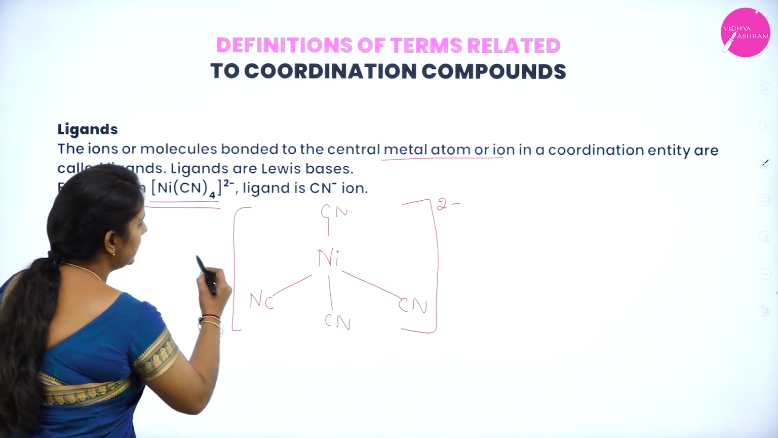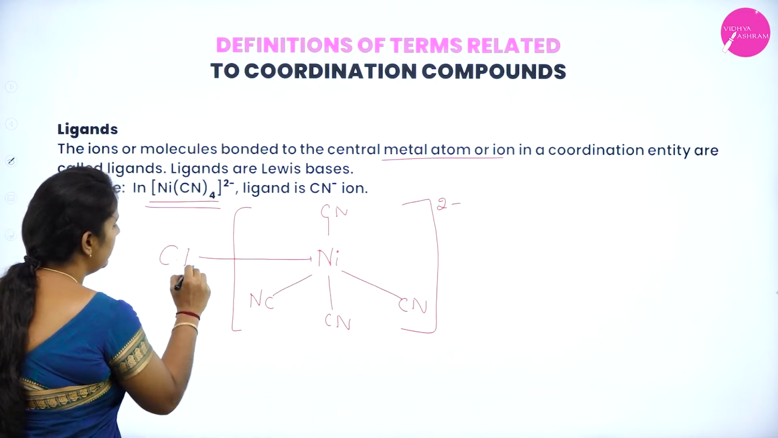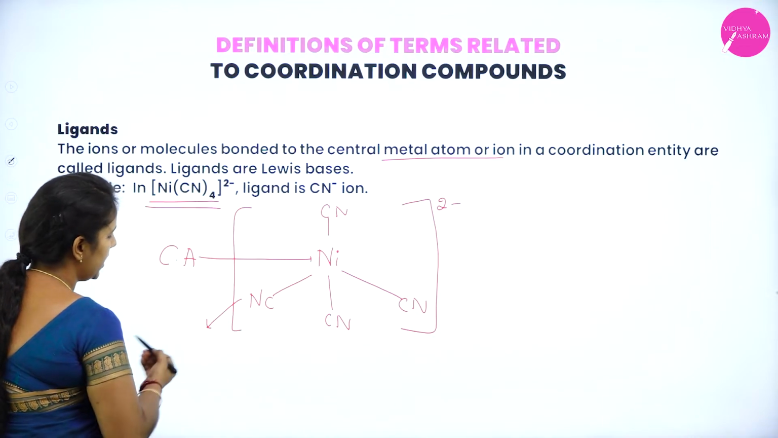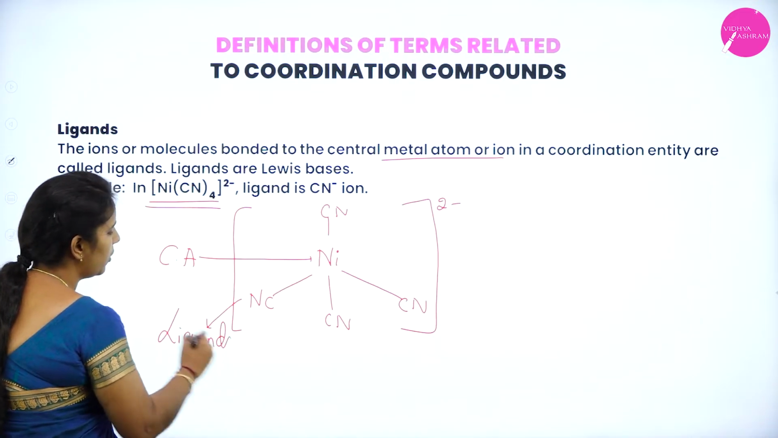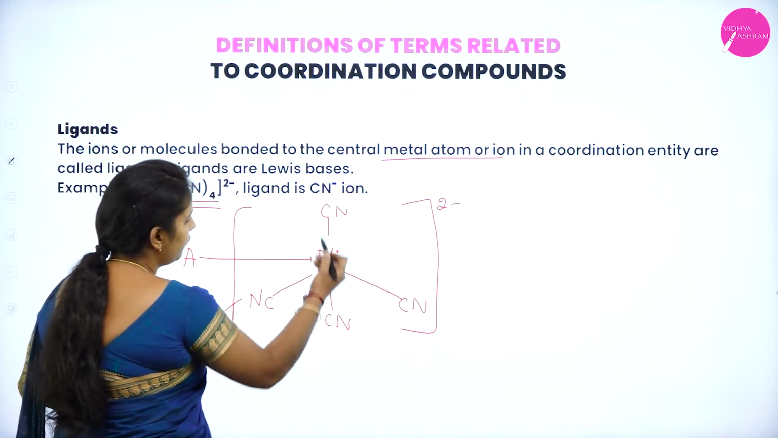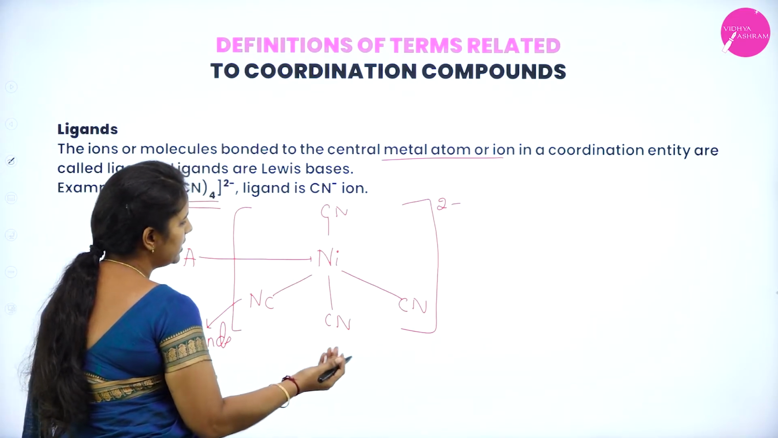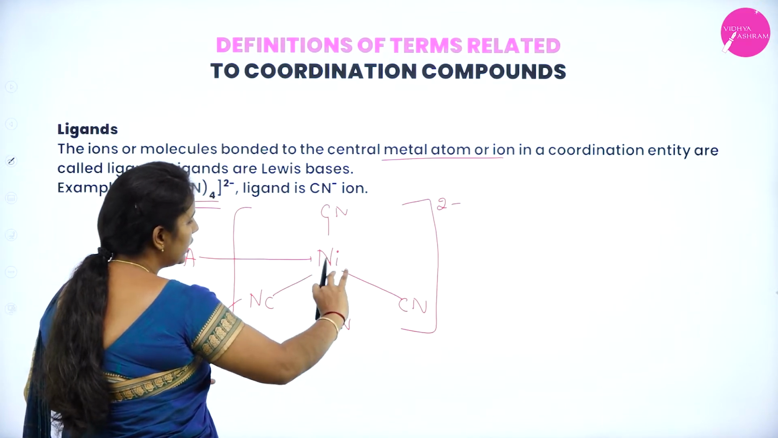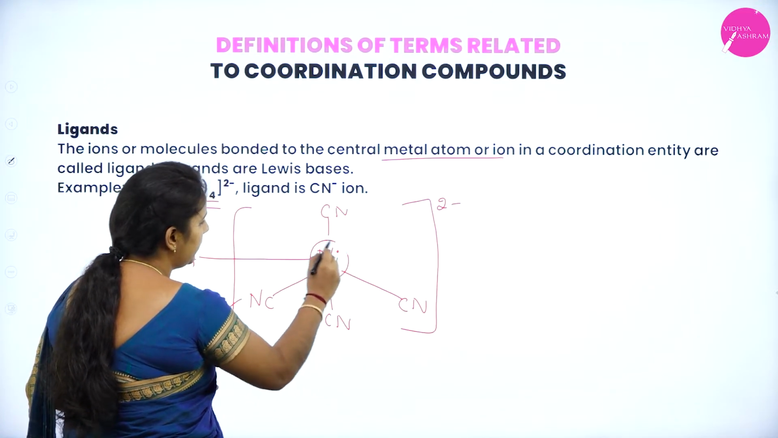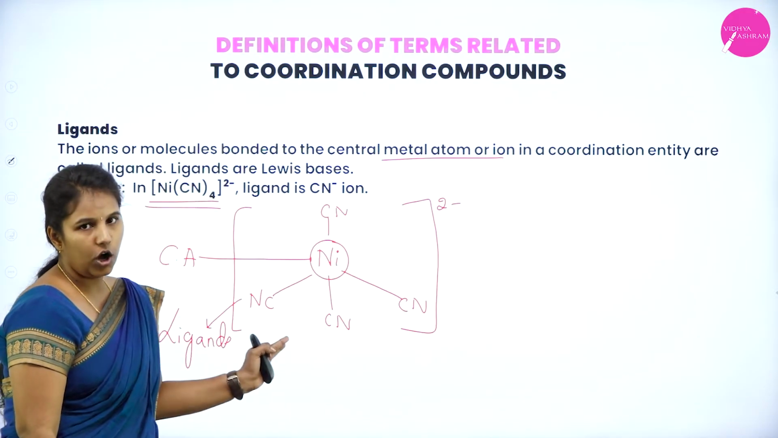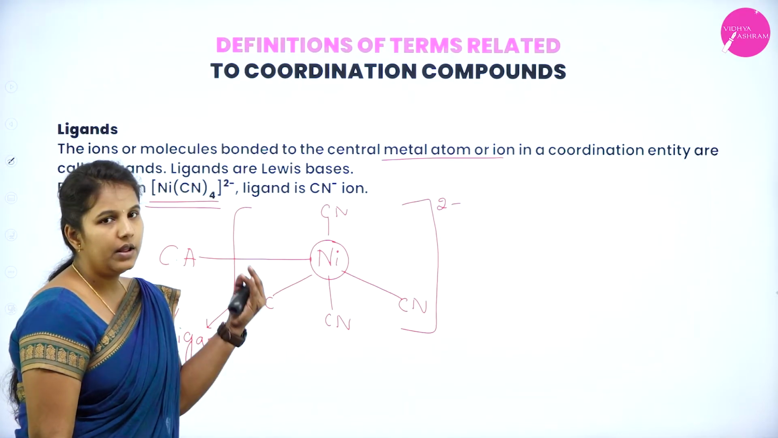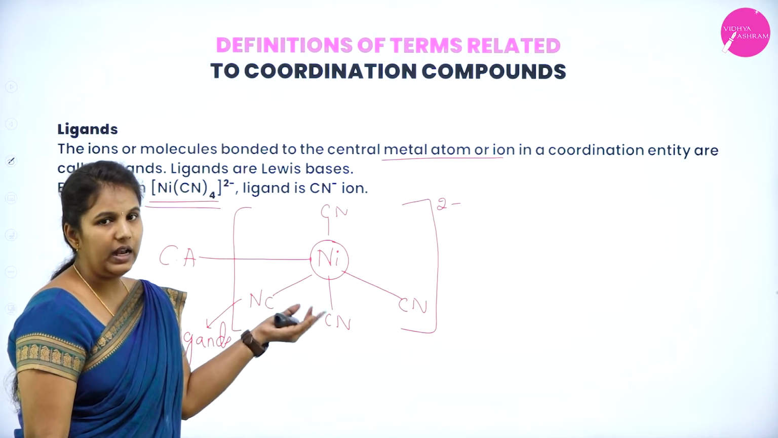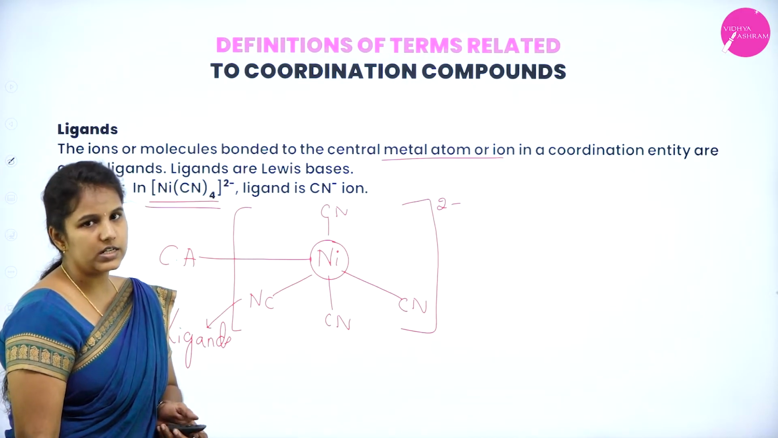Here we know that this is my central atom and these 4 CN are the ligands. How do ligands form a bond? You can see that there are 4 different ligands. They form coordination bonds with the central metal atom to form this complex. Hence, this is the example for the ligand, where cyanide is the ligand and nickel is the central metal atom.